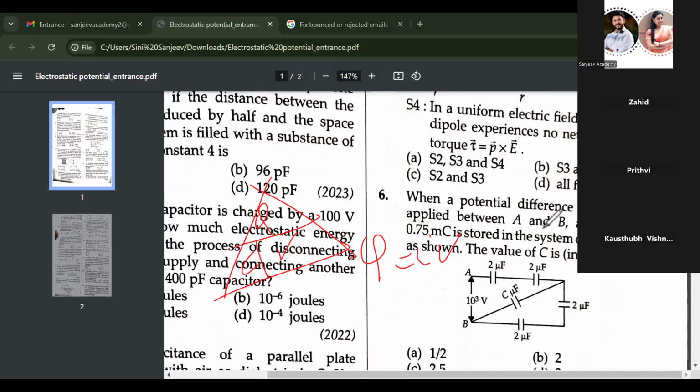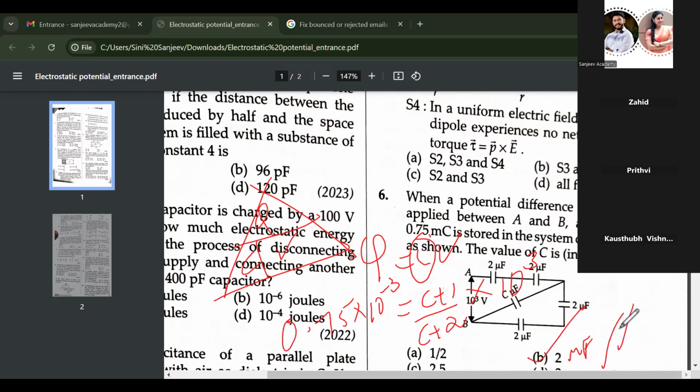10 cube volt is applied between A and B, with a charge of 0.75 millicoulomb. So capacitance I have to find from this. The capacitance I just found is C plus 1 by C plus 2. The voltage given is 10 power 3, and my charge is 0.75 millicoulomb, so 0.75 into 10 power minus 3. Once I solve everything, I'll get the capacitance value as 2 microfarad.